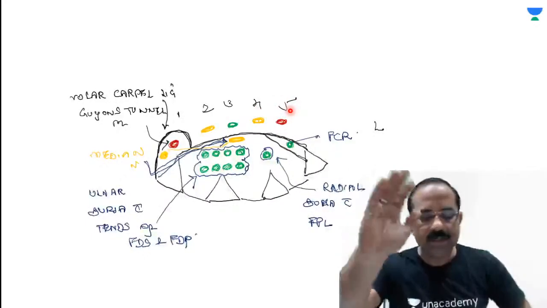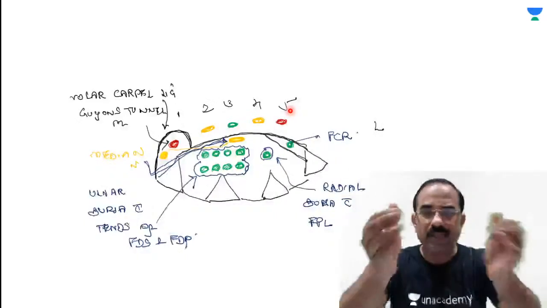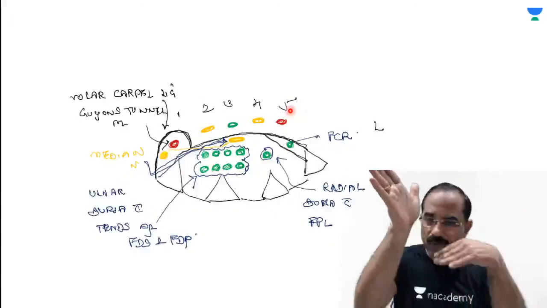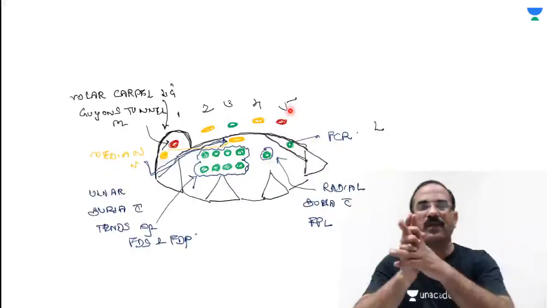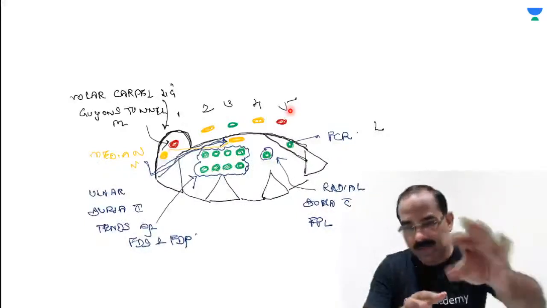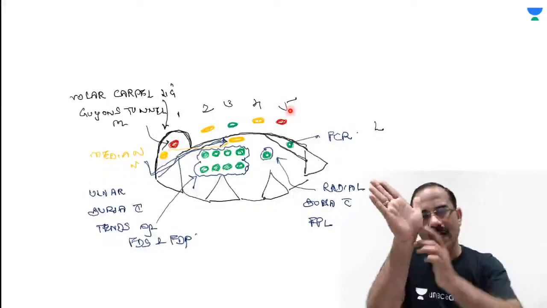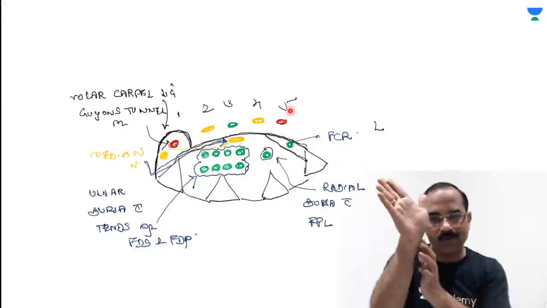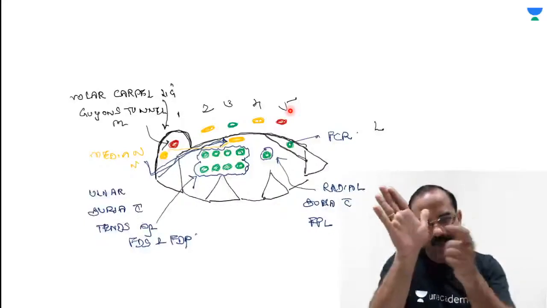Ek minute, students, just tell me, how does the median nerve enter the hand? It goes through the carpal tunnel. And how does this palmar cutaneous branch go? The palmar cutaneous branch of median nerve goes above the flexor retinaculum. ये flexor retinaculum के ऊपर से गया and supplies the skin over the thenar eminence.